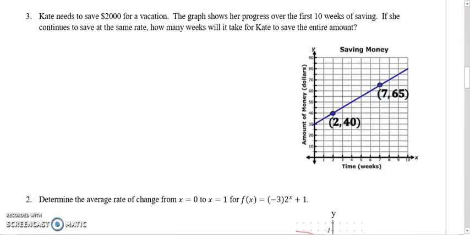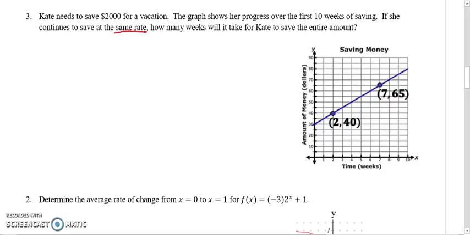Kate needs to save $2,000 for a vacation. The graph shows her progress over the first 10 weeks of saving. If she continues to save at the same rate, how many weeks will it take for Kate to save the entire amount? All right, so our keyword here is same rate. Because it's the same rate, it's going to be a linear function.